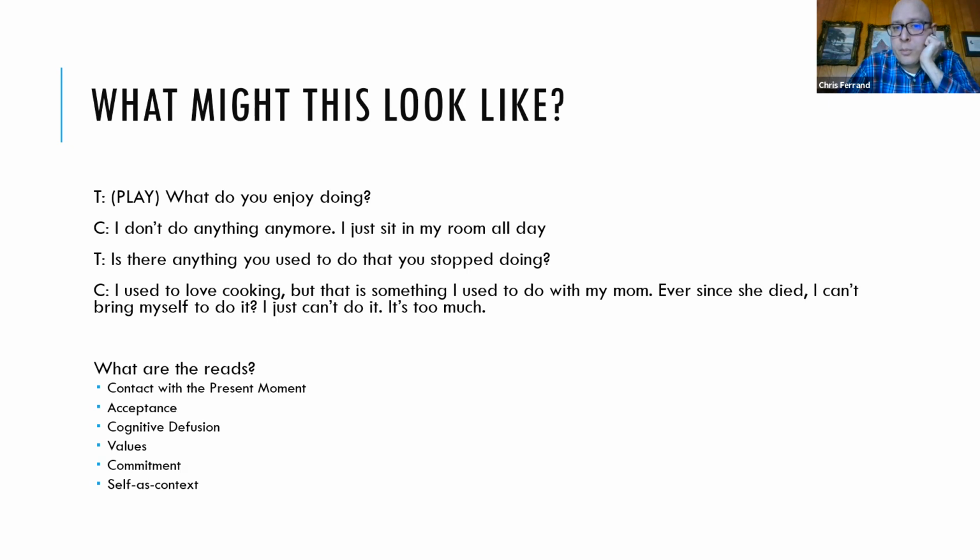Remember, there was experiential avoidance: avoidance of what might be felt if you cooked. Behavioral avoidance: not cooking. And entanglement: I just can't. It's too much. That's verbal dominance of behavior. So there's a few reads. And there's values there. Make sense?